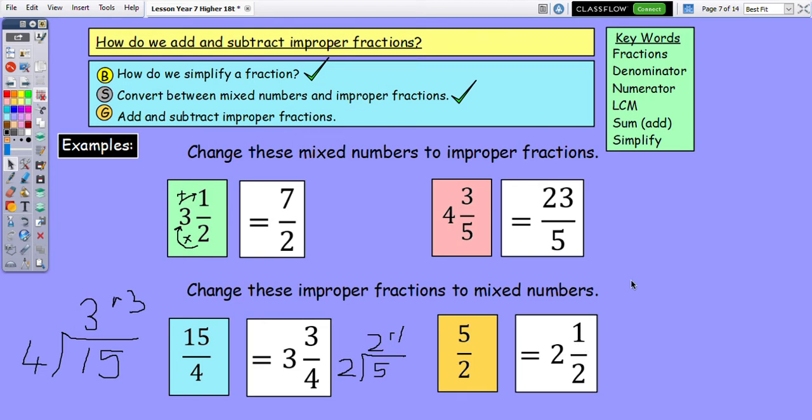Now obviously I could draw diagrams and I could do bar models and pizzas, etc. But let's keep it simple. 4 into 15 equals 3, remainder 3. Denominator stays. 2 into 5 equals 2, remainder 1. Denominator stays. Okay, so we're going to employ this on every single question. Once we've gotten to this stage, we add and subtract as normal.